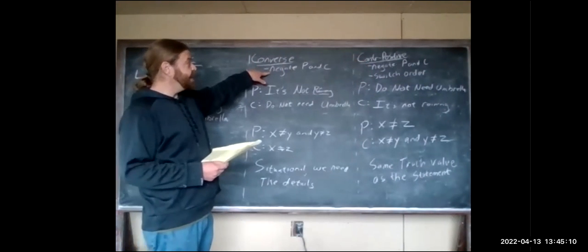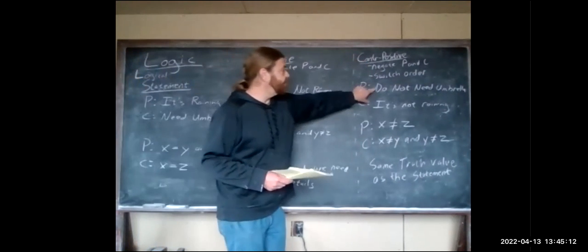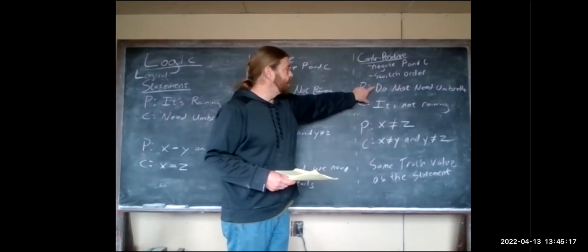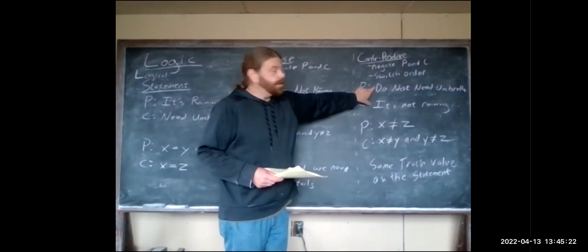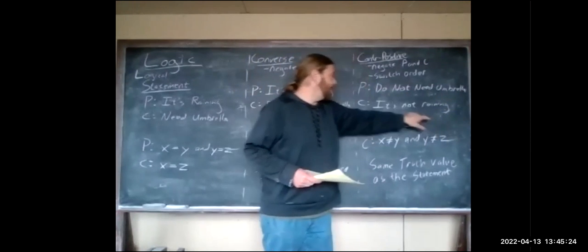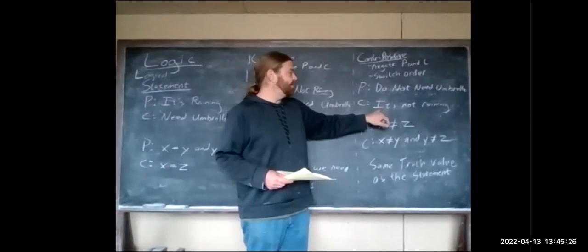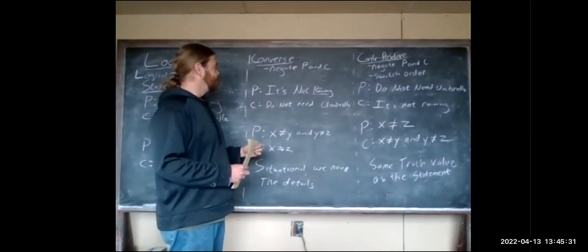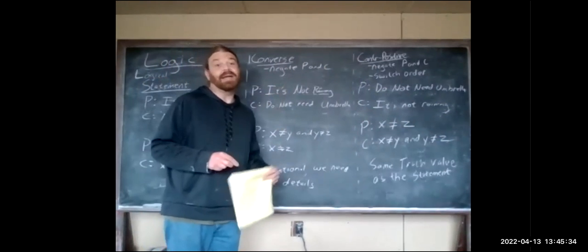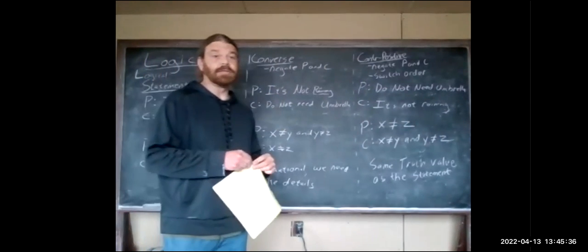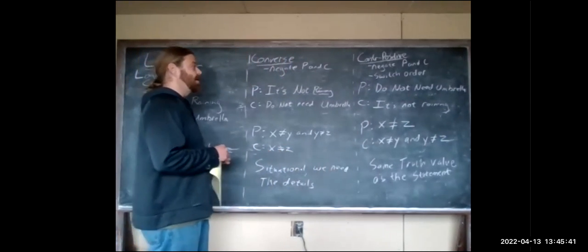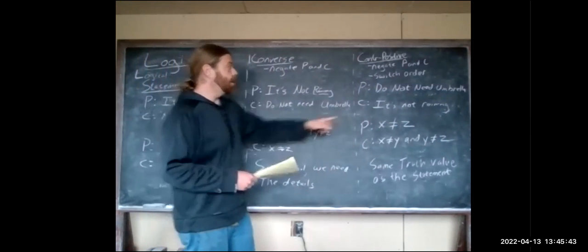But if we just negated this one and kept it in this order, we'd have: needing an umbrella leads to the conclusion that it's raining. But that's essentially what we had here. Needing an umbrella does not necessarily mean it's raining. We need to know more details, because rain isn't the only reason we would need an umbrella, but it's one of them.